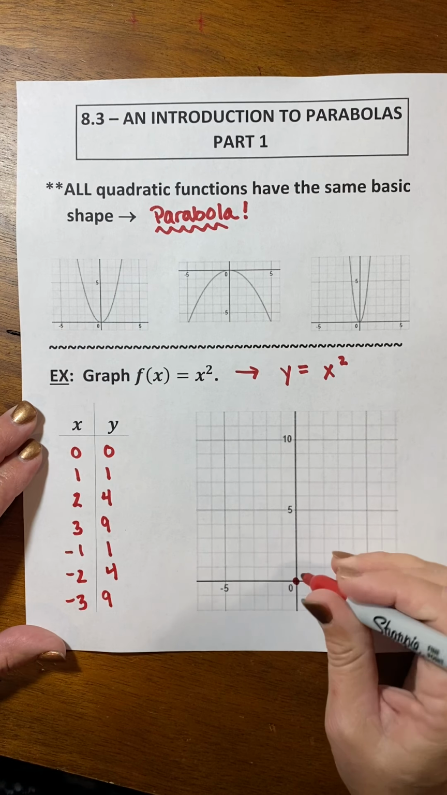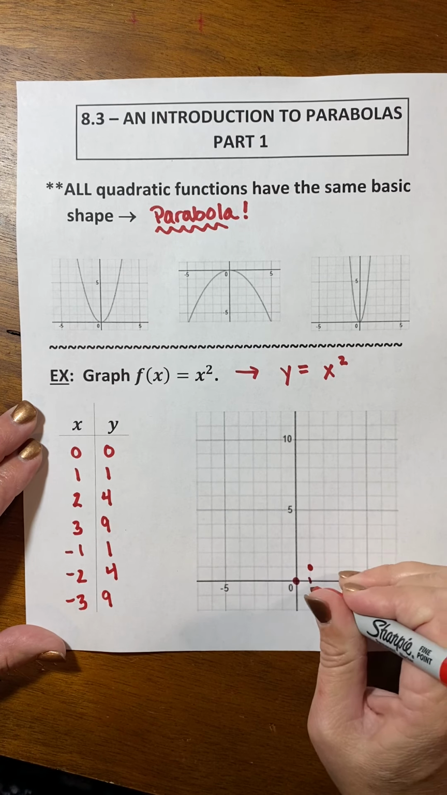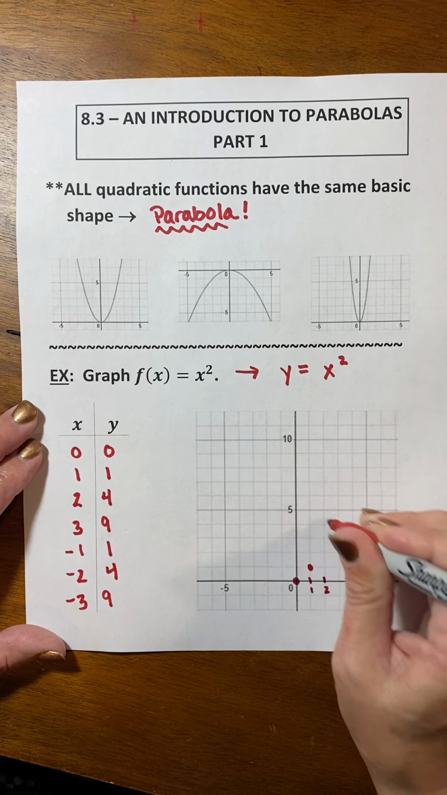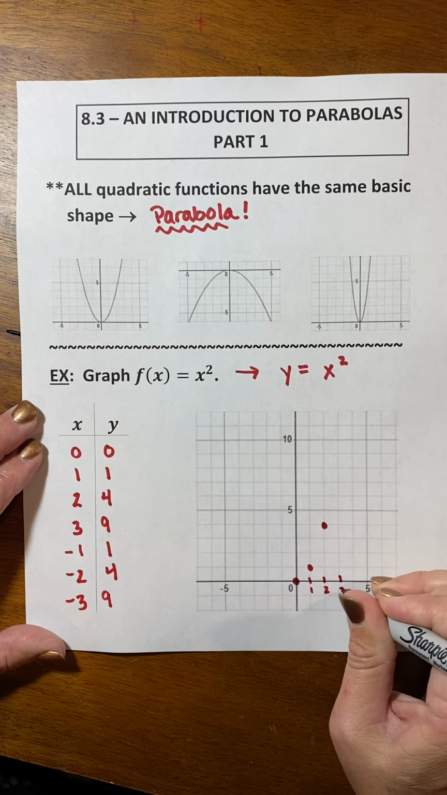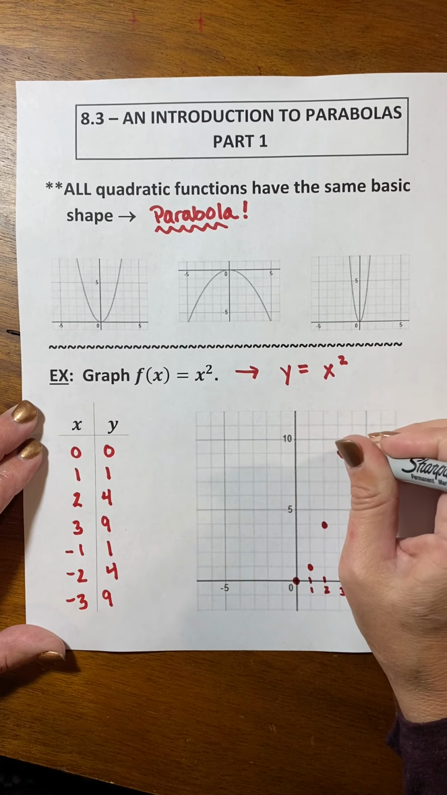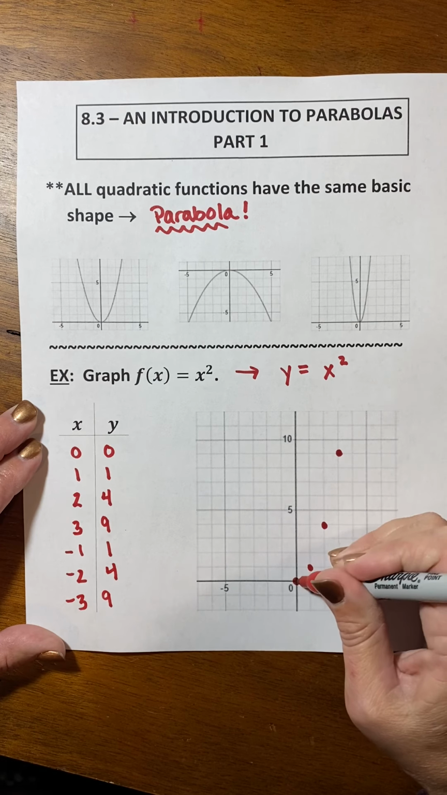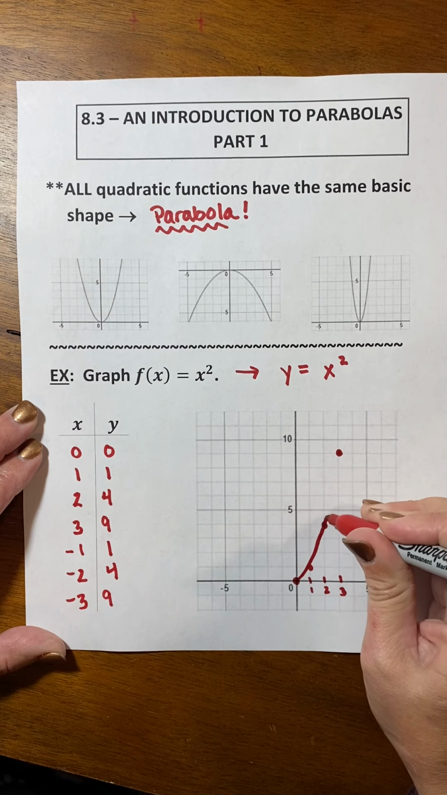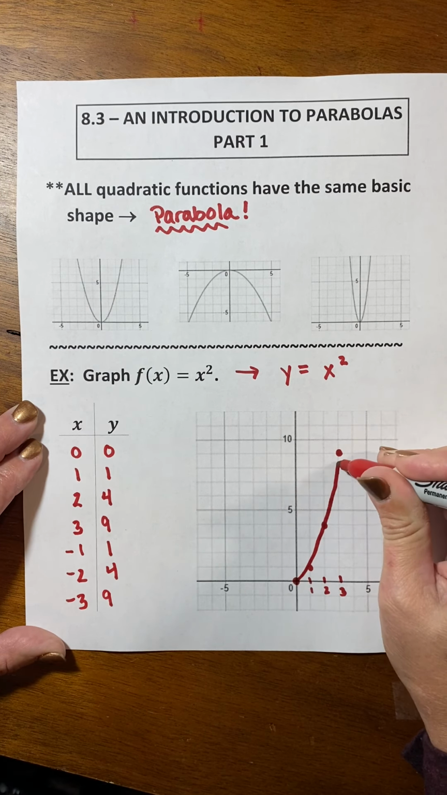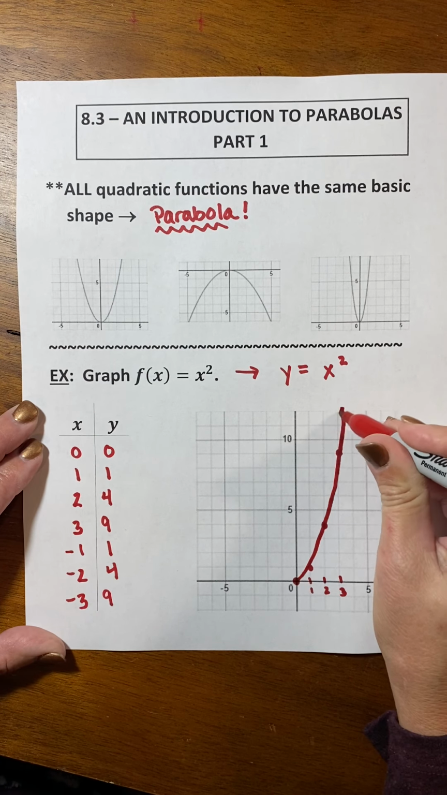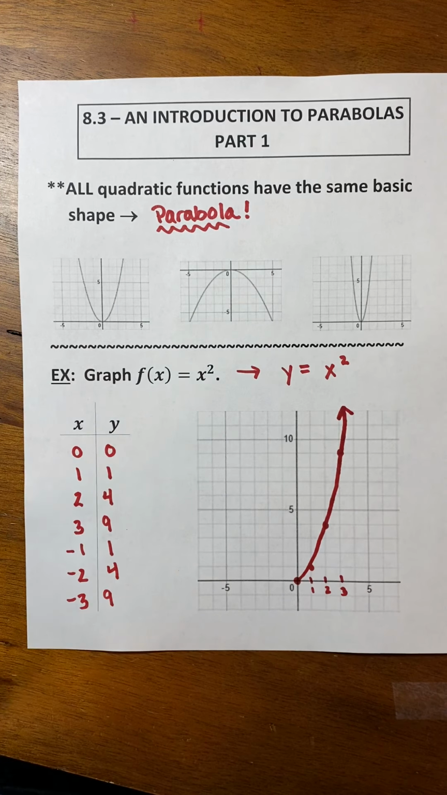So at 0, we're at 0. 1, we're at 1. 2, we're at 4. 3, we're already up here at 9. So the right side looks like this, and it's growing really quickly. It starts to get steeper quicker. That's how power functions tend to behave.